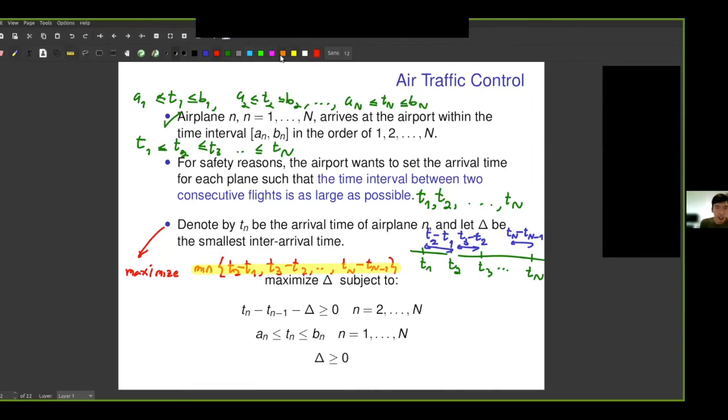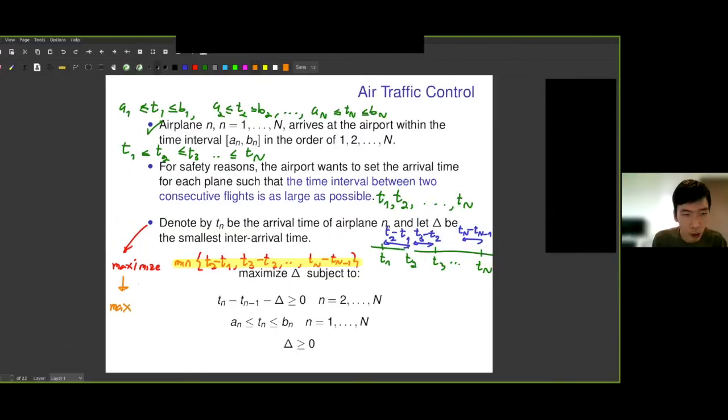In order to get around this problem, the trick that I will use is that I will introduce a new decision variable. It doesn't have a physical meaning, but it will just help me technically. So I will introduce a new decision variable delta to denote the value of the objective function over here. In other words, I will have a new optimization problem where I will maximize over delta, where delta is defined as the smallest inter-arrival time. So this is going to be the relationship between delta and t that I need to incorporate.